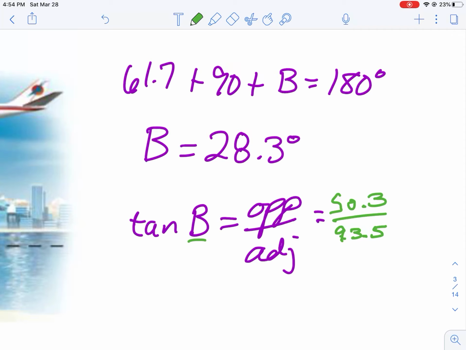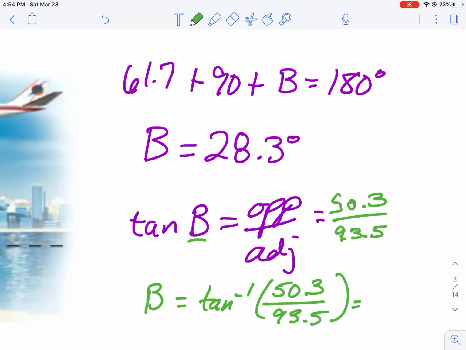And then to solve for B, I need to use the inverse tangent. So B ends up equaling the inverse tangent of 50.3 over 93.5. And that should be close to 28.3. I'm going to type it in real quick just to see what we get.